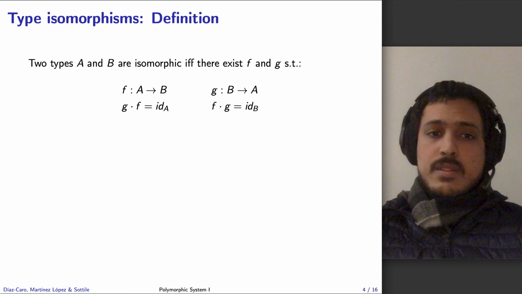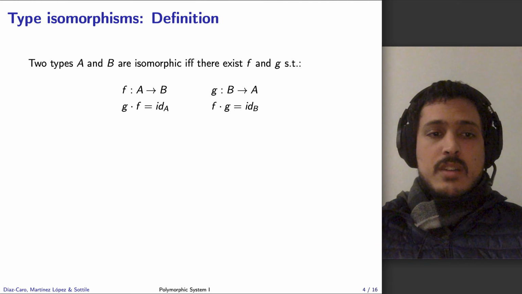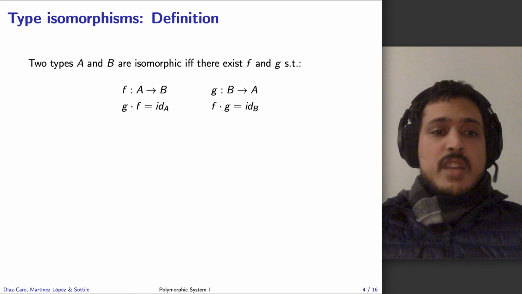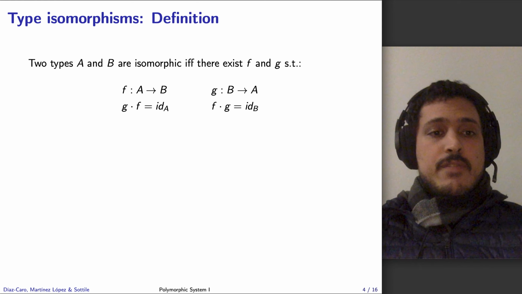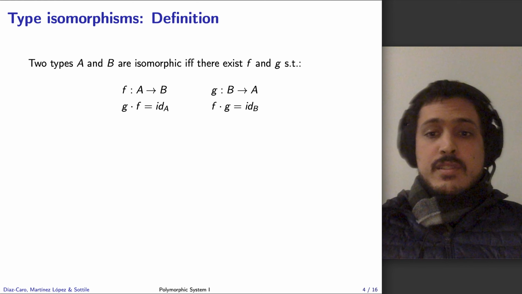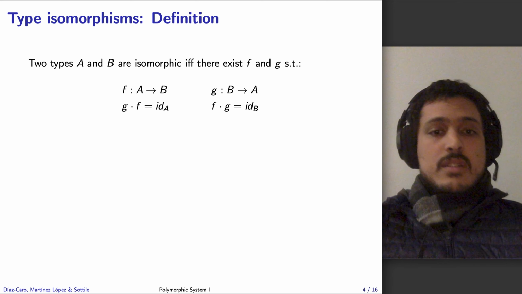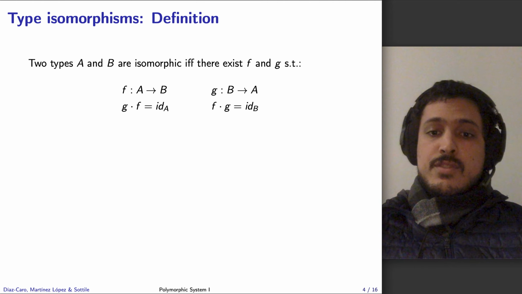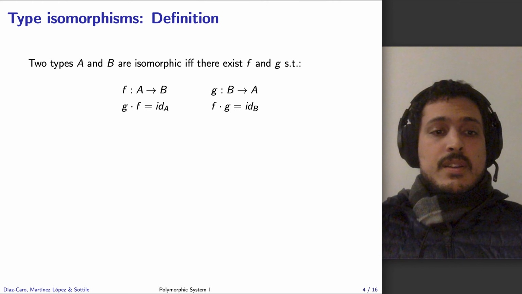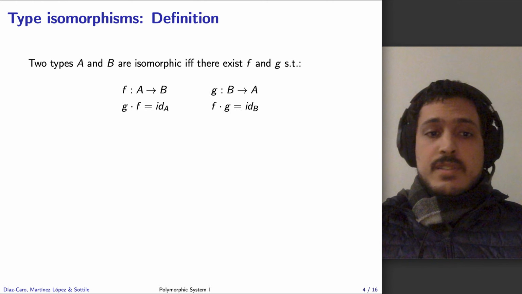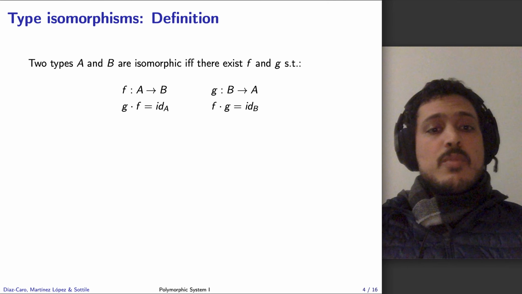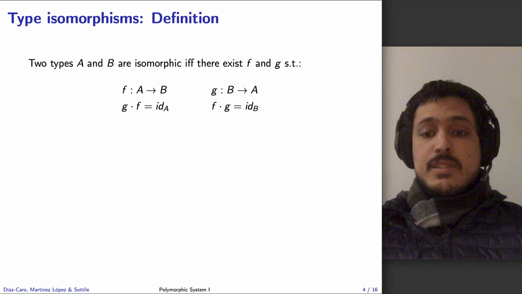So what type isomorphisms actually are? We say two types A and B are isomorphic if and only if there exist two functions f and g, such that f is a function from A to B and g is a function from B to A, and composing g and f is the identity on A, and composing f and g is the identity on B.